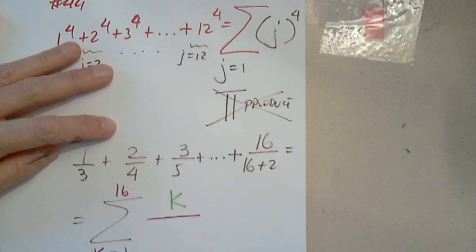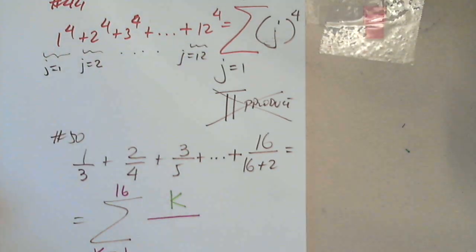Now when K is 1, I want to get 3. When K is 2, I want to get 4. When K is 3, I want to get 5. When K is 16, I want to get 16 plus 2. So what should the expression be here in the denominator so that I get those 3, 4, 5, 16 plus 2? What do you think? Anyone?